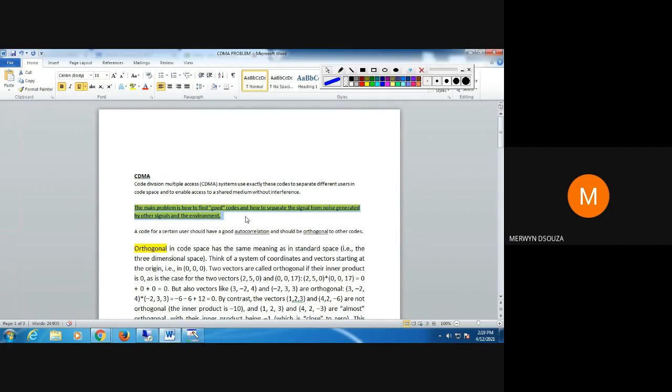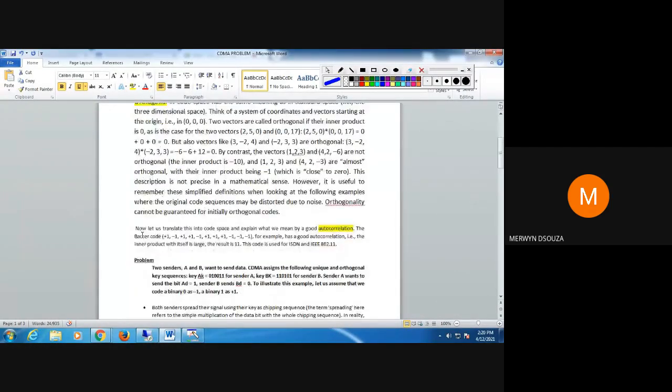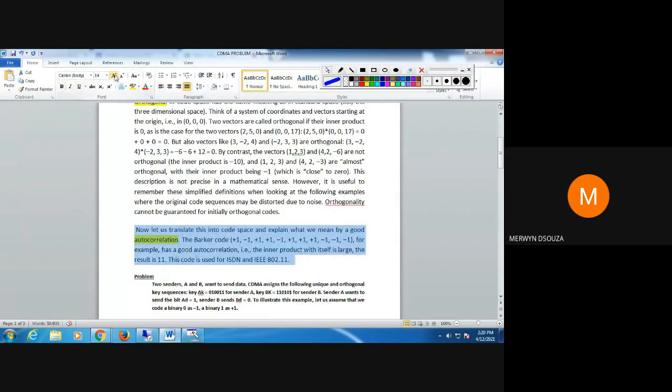And you must answer that a good code for CDMA will have at least these two properties. It will have good autocorrelation. Okay, what is autocorrelation? Meaning, when you find the product of that code with itself, the result will be a large value. For example, it is shown here in this example.